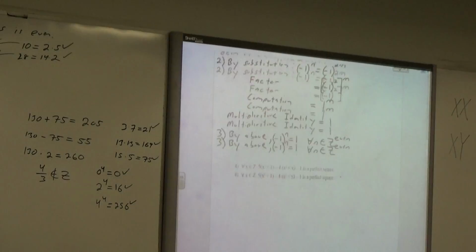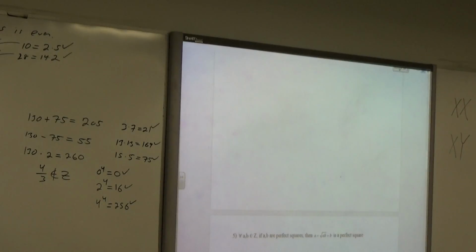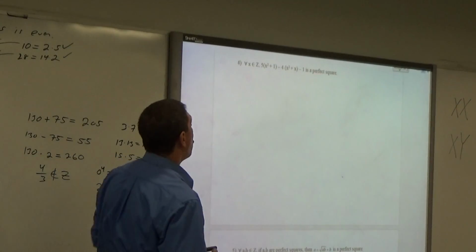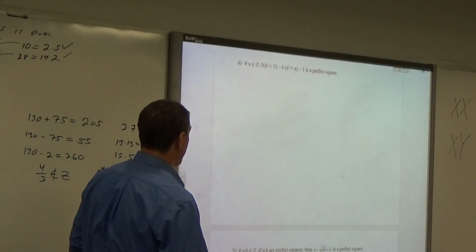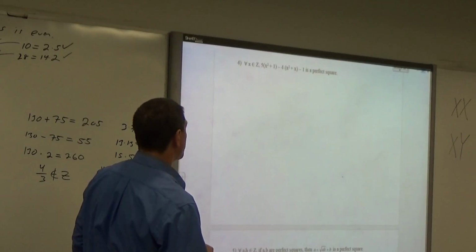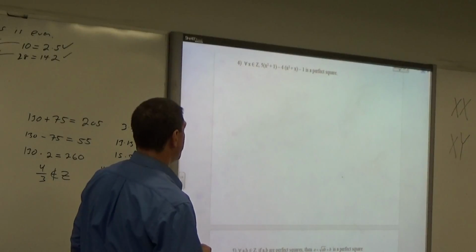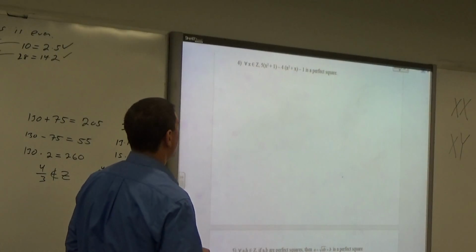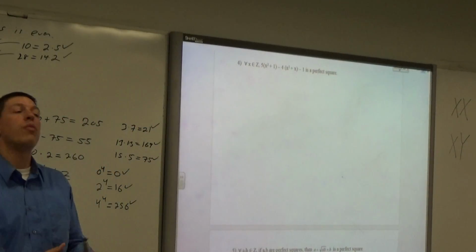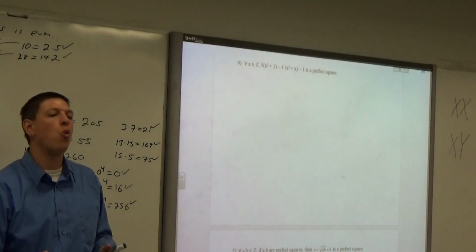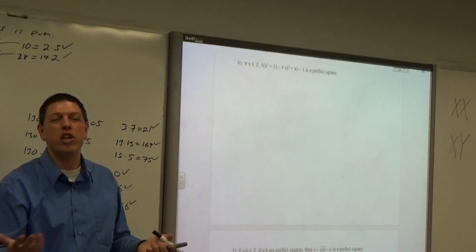Alright, so let's go ahead and do this one with a perfect square in it. And then I'm going to let you guys practice one, just to make sure you get an opportunity to work through this. So for all x in the integers, 5 quantity x squared plus 1 minus 4 quantity x squared plus x minus 1 is a perfect square, alright? Now, this seems really far-fetched, right, guys? So maybe we want to plug in a number to make sure it works.